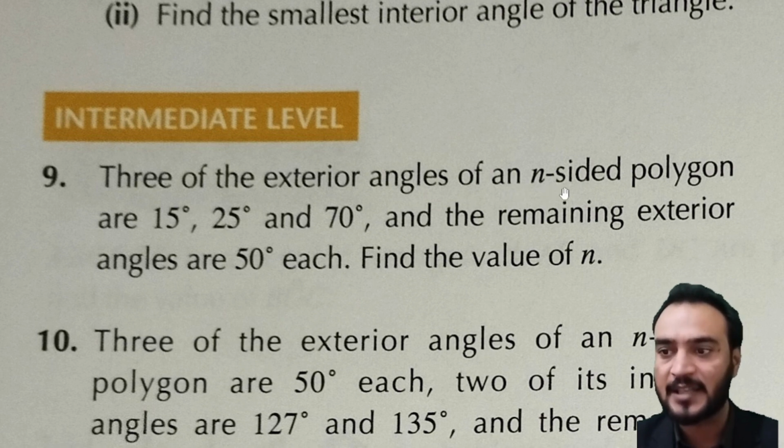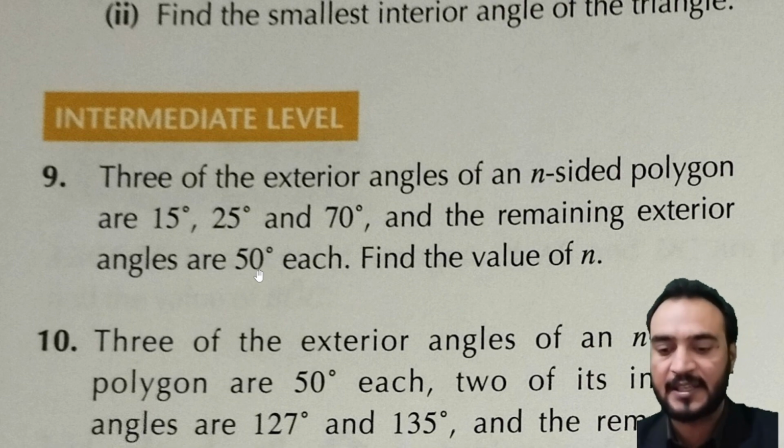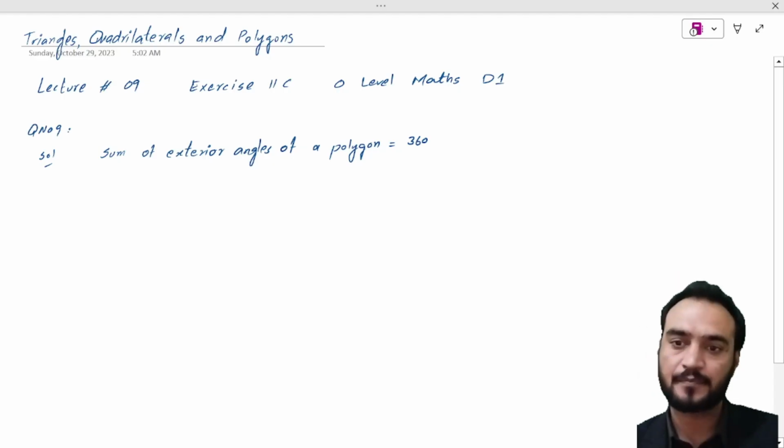So this is an n-sided polygon having n angles in total. Three of which are given: 15 degrees, 25 degrees, and 70 degrees. If we subtract these three angles from the total number of angles, which is n, the remaining angles will be n minus 3, and each of those angles is equal to 50 degrees. So we add these angles and put them equal to the sum of exterior angles, and the sum of exterior angles is always equal to 360 degrees. So let us solve this question.